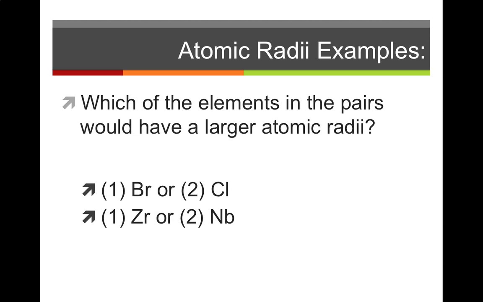And then we have zirconium and niobium. Both of those are transition metals. I find them on the periodic table, and it's atomic number 40 and 41. I see that zirconium is to the left of niobium, and so it is the larger one because I know as I go across from left to right, it becomes smaller. So the zirconium must have a larger atomic radii.